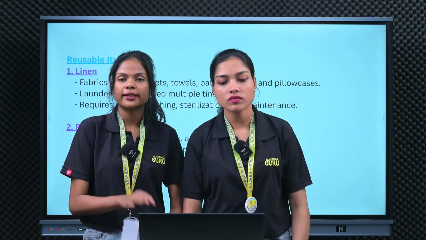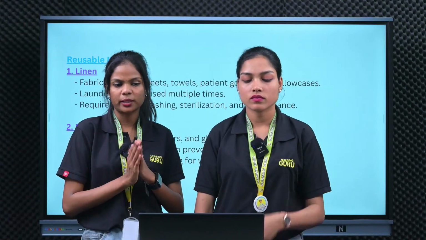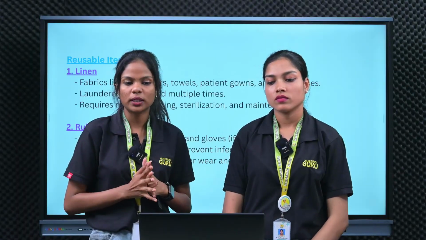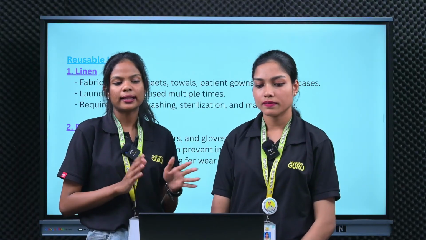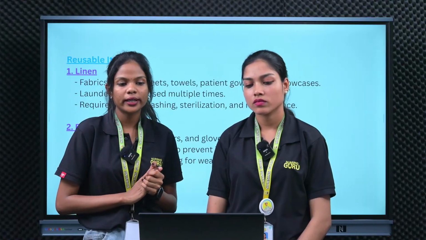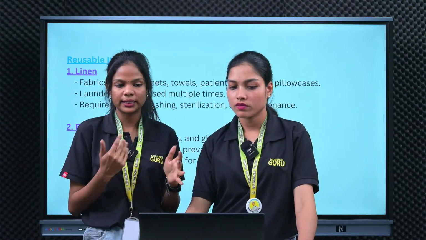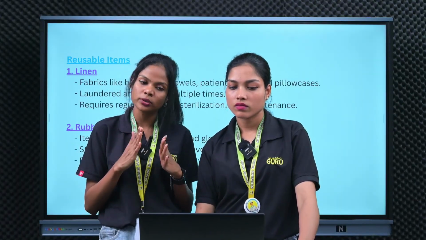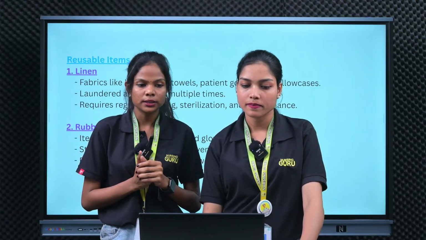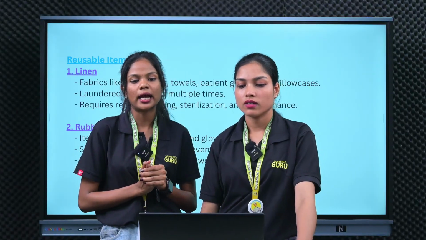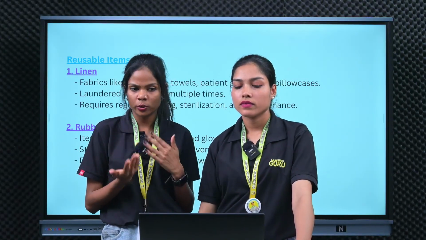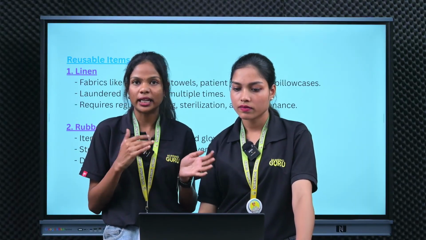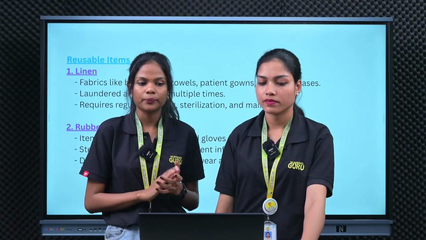The next one is reusable items. In reusable items, the first one is linen. Linen means fabric: bed sheets, towels, patient gowns and pillowcases. These we consider as linens, laundered and reused multiple times. This linen, like bed sheets and towels, we can launder and reuse multiple times, and it requires regular washing, sterilization and maintenance. Before reusing, we regularly wash or sterilize the bed sheets, towels and patient gowns, and maintain them.